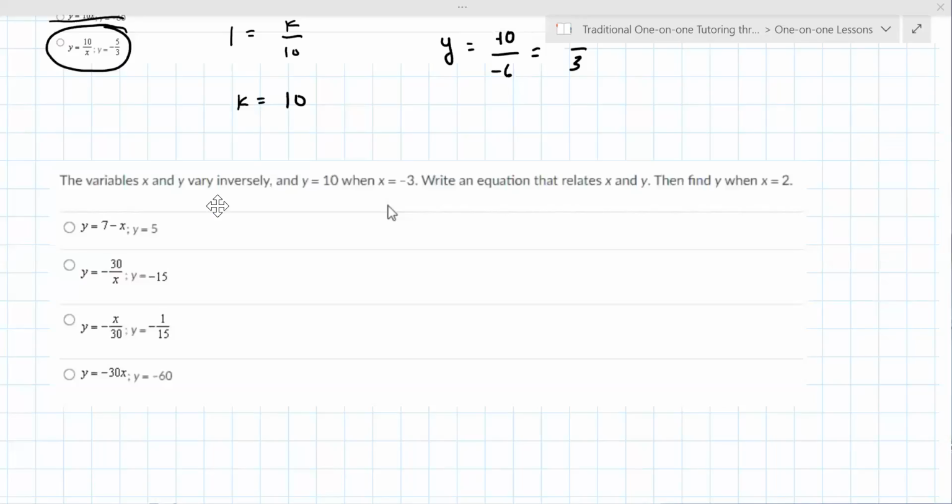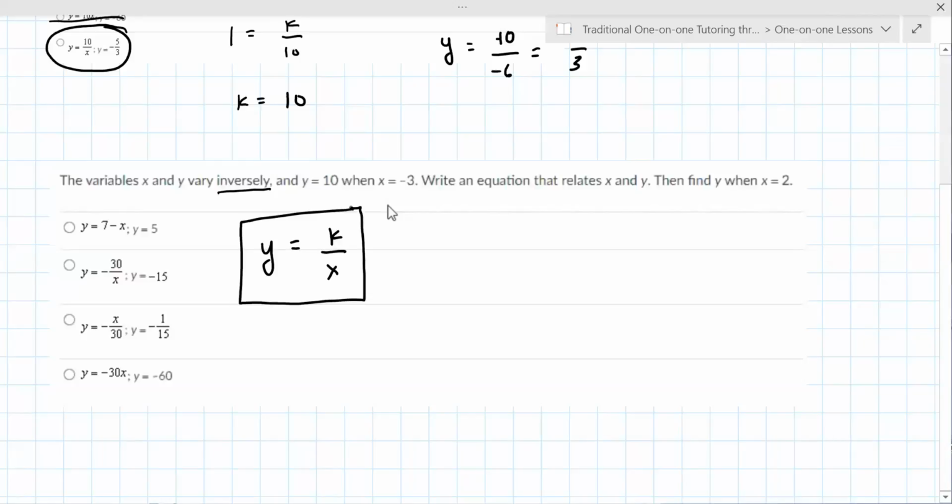Okay, so again, you're looking for that keyword inversely. That tells you that it's y equals k over x. So that's got to be totally cemented before you take this test or quiz or whatever you've got coming up. They give you an x, they give you a y. They tell you y is 10, x is -3. Can you solve this for k for me?